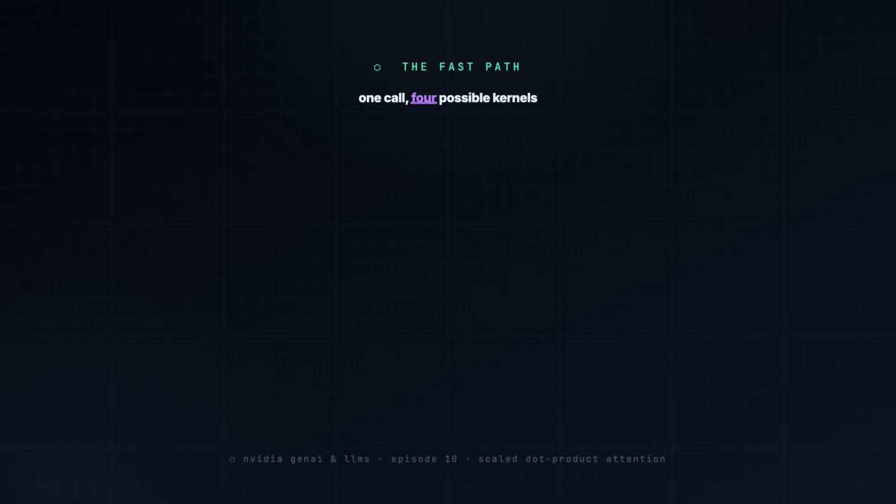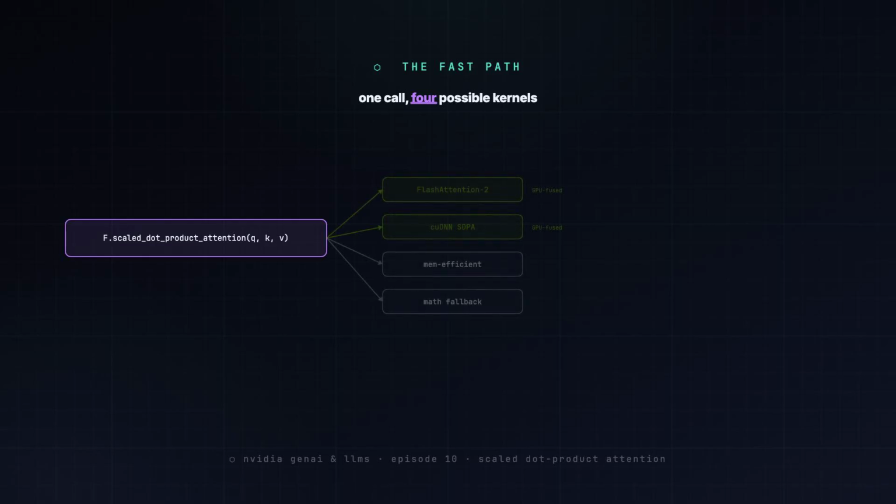Now the production reality. PyTorch gives you scaled dot product attention. One call that does all 5 steps for you and, on a GPU, fuses them into a single kernel. It picks the best backend automatically: Flash Attention, the cuDNN kernel, a memory efficient path, or a plain math fallback, depending on your data type and your hardware.